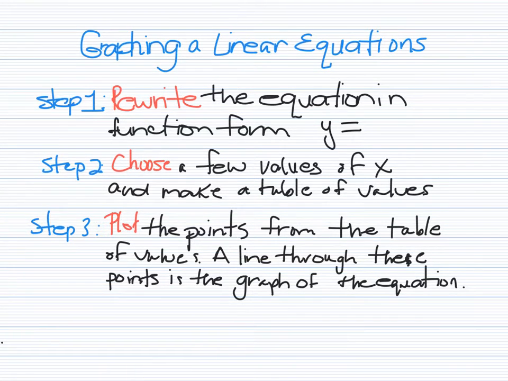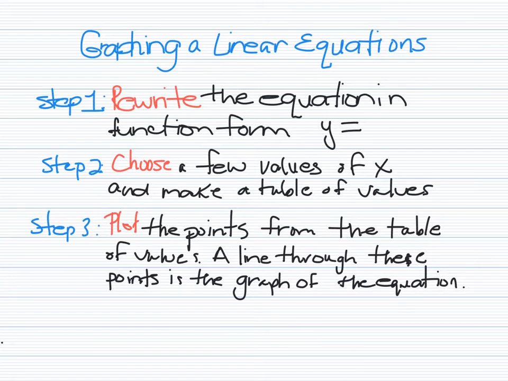So let's just recap what you do when you are graphing a linear equation. Step 1 is you rewrite the equation in function form. That's y equals. This is very important that you catch this. It's going to be y equals. Step 2, you choose a few values of x and make a table of values. Step 3, you plot the points from the table of values, and a line through these points is the graph of the equation.